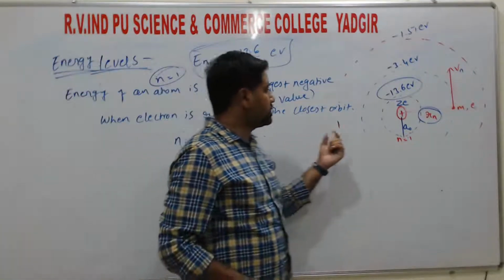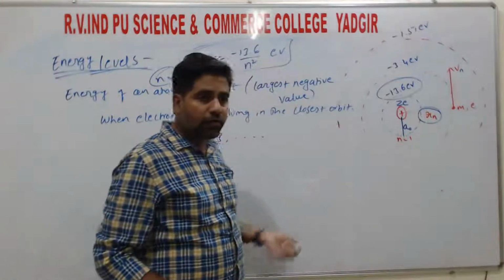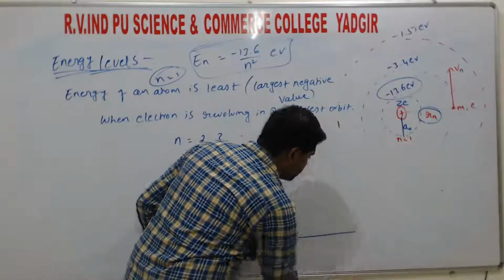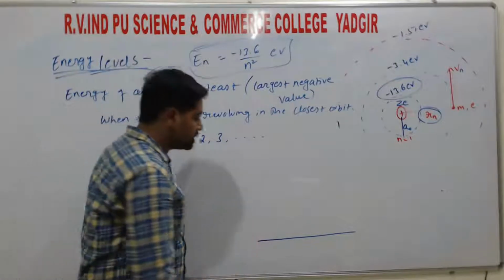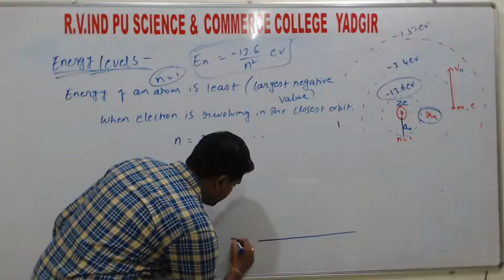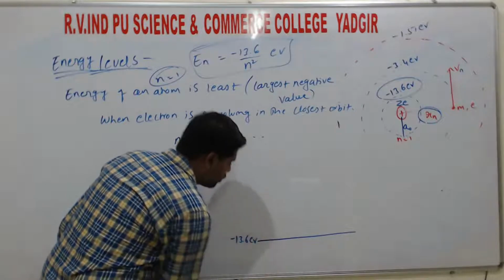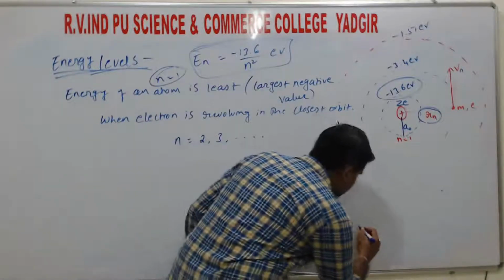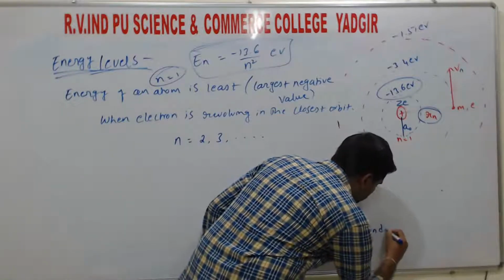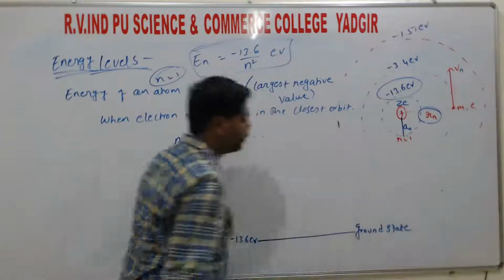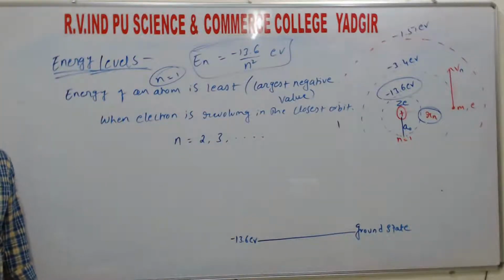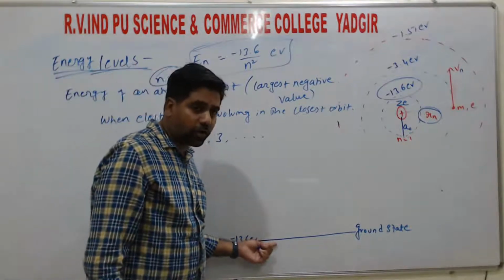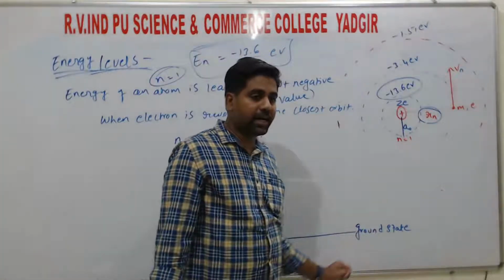As the value of n goes on increasing, the energy values also increase, right? The lowest state of the energy of the atom we call the ground state. If we draw the energy level, this one is the lowest state, with value minus 13.6 electron volt. So this one has the least energy. This energy we call the ground state, right? The lowest state of the atom we call the ground state.